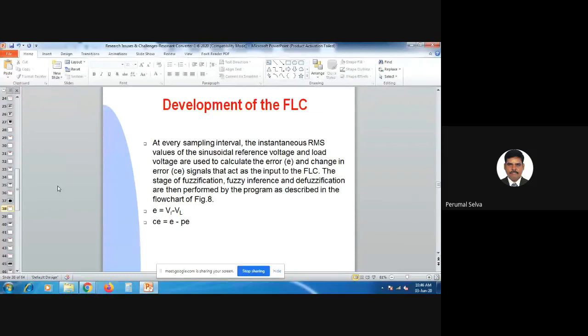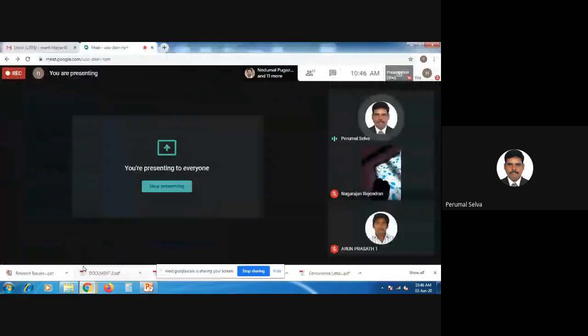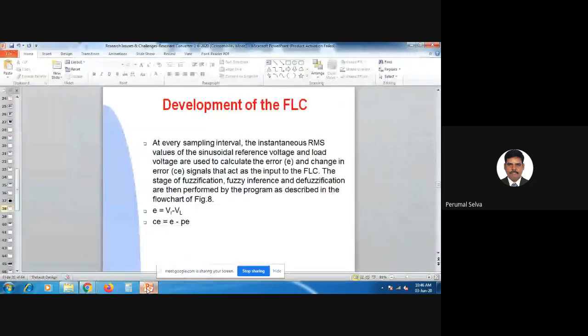So E is equal to reference voltage VR minus load voltage VL, and change in error CE is equal to E minus previous error, where VR is the reference or desired output voltage and VL is the actual output voltage. The VT ratio of the converter will be determined by the fuzzy inference. For instance, if the output voltage continues to increase gradually while the current is low during the charging process, the fuzzy controller will maintain the increase in voltage to reach the set point.